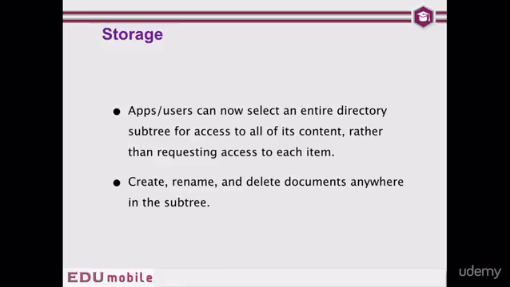As far as storage goes, this is a big one here for me, apps and or users can now select an entire directory instead of getting access to each element inside a directory. We can now select an entire directory and flag it for access, and then be able to access all of its content. Also, we can create, rename, and delete documents anywhere in a directory subtree once we've flagged it for access.